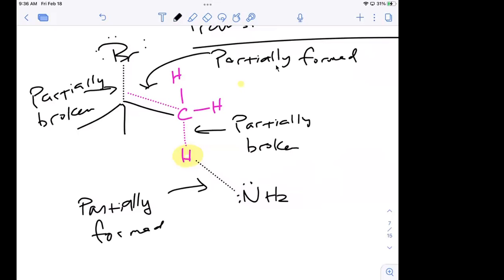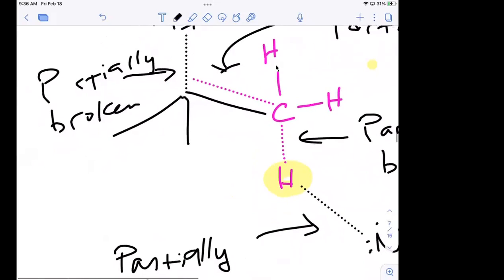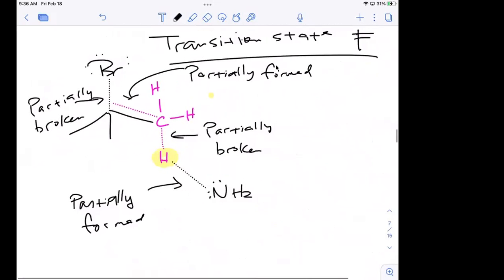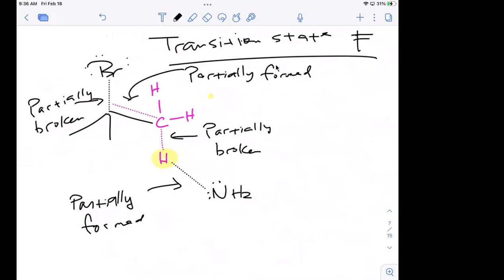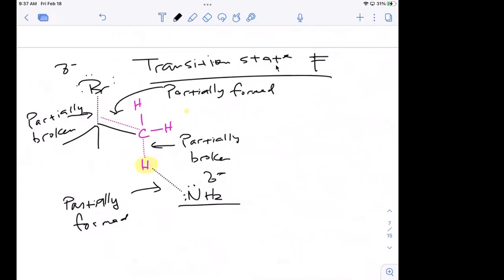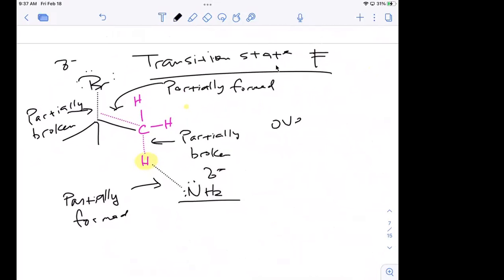All right. And with that being said, if we think about the overall charge on this transition state, this is negative. So this is coming in as partially negative, and the leaving group leaving is partially negative also. I put partially positive, my bad. So the overall charge on your transition state is negative.